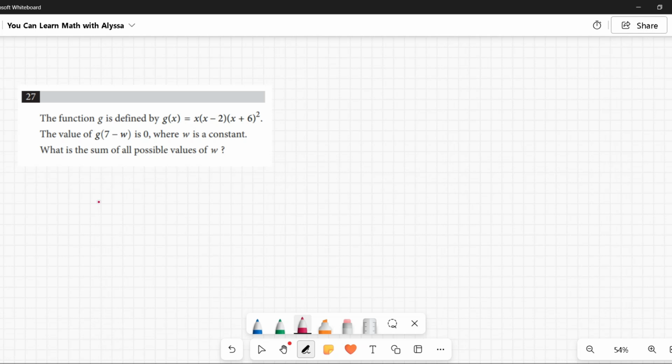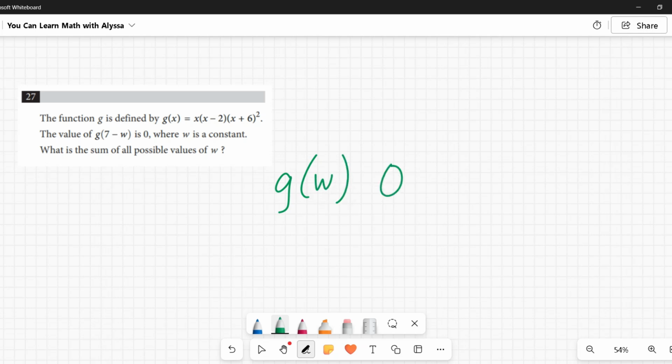Okay, now if I told you, let's forget about 7 minus w for a second. What if it was just w? If I told you g of w is 0, and I don't know what number w is, it means if I plug w, this unknown number, into this, I'm going to get 0.